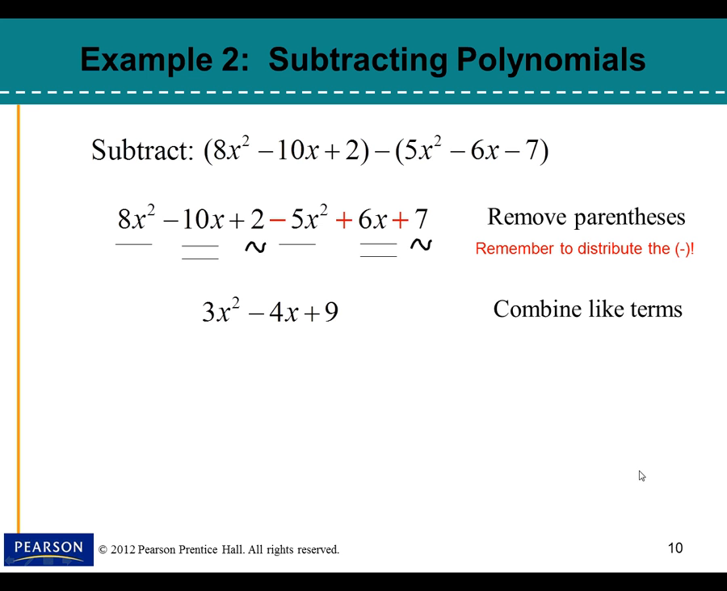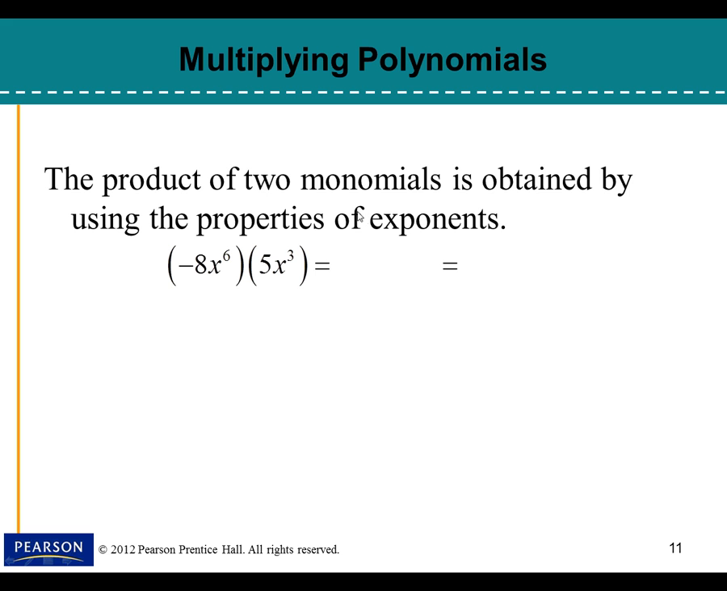Okay, the last thing we got to talk about is multiplying, and actually the first part of multiplying. And we have the product of two monomials, and when you do that, you just need to remember this is all multiplication. So I'm going to multiply my numbers, negative 8 and 5, and then I'm going to multiply my variables. And when you multiply variables, if you have the same base, you add the exponents. So this becomes negative 40x to the ninth.